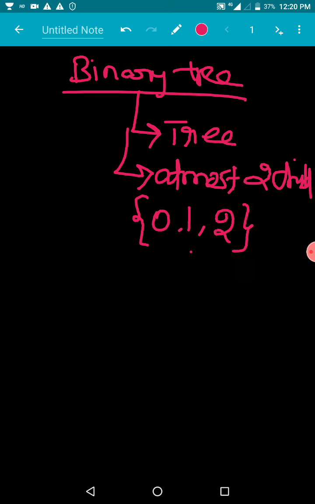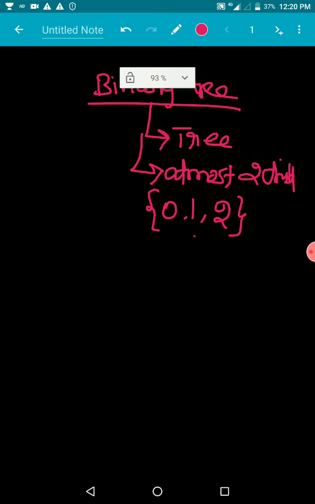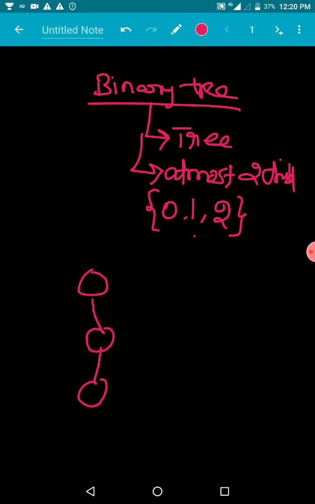Generally binary tree have many forms. Here we find the height of the binary tree in some forms. So this is one form of the binary tree. This is the skewed binary tree.